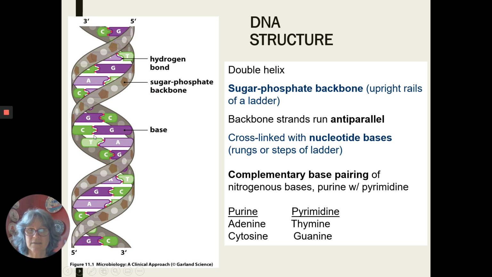And then I have cross-linked nucleotide bases, nitrogen-containing bases, with my purines and pyrimidines. Thymine and cytosine are my pyrimidines. Adenine and guanine are my purines.